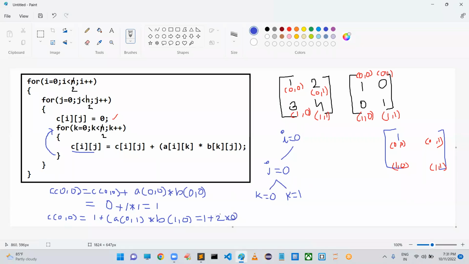Sir, 2 into 0 will become 0. So result will become 1. This will be again updated with 1. Do you remember how you multiply two matrices? First row is going to multiply with the first column. That's what we have done just now. So this is nothing but the first value in this particular matrix.